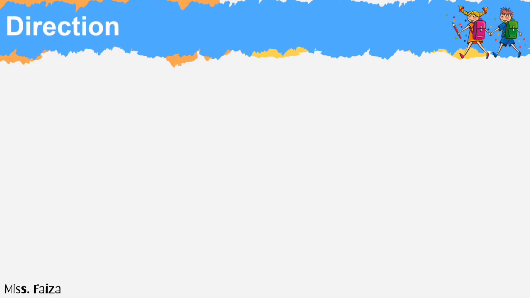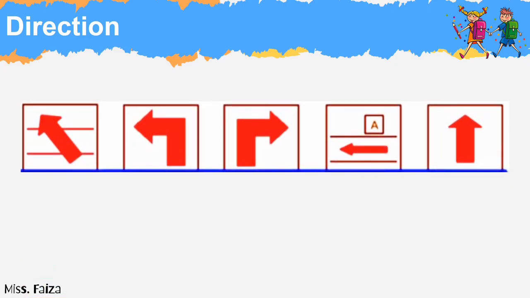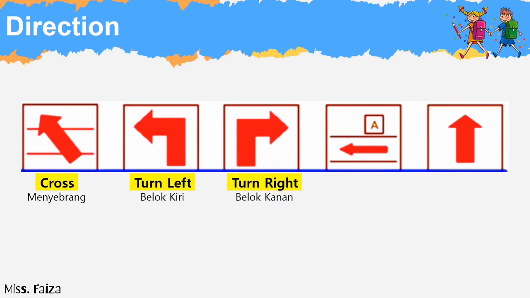Direction. Direction is arah. First, cross. Turn left. Turn right. Go past. Go straight ahead.